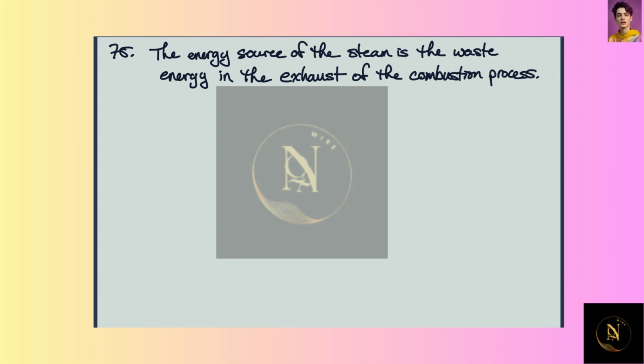We're asked about, in a combined gas steam cycle, what is the energy source for the steam? Well, it's a simple answer, and I'm not sure how much there is to expand on it, but the energy source for the steam is the waste energy in the exhaust of the combustion process.